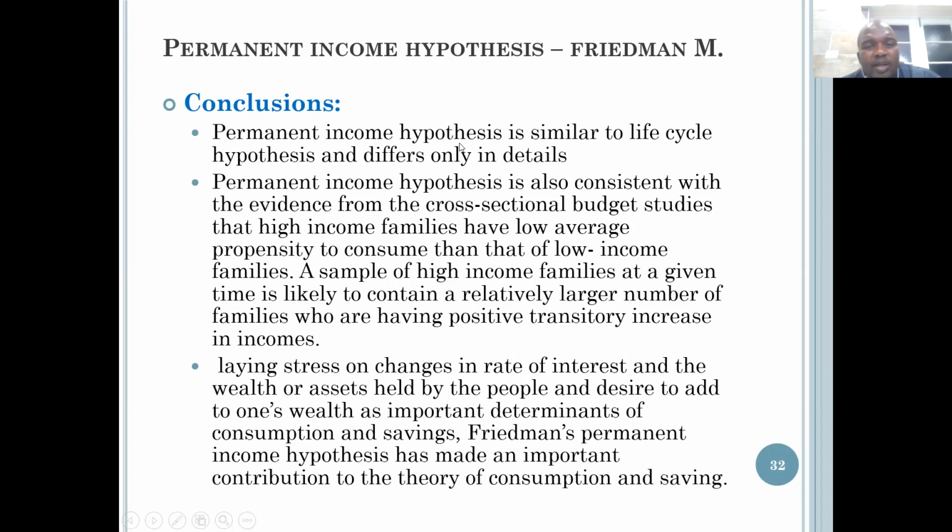Number one, the permanent income hypothesis is similar to the life cycle hypothesis and differs only in details. The permanent income hypothesis is also consistent with the evidence from cross-sectional budget studies that high income families have low average propensity to consume compared to their low income counterparts. A sample of high income families at a given time is likely to contain a relatively larger number of families who are having positive transitory increase in income.